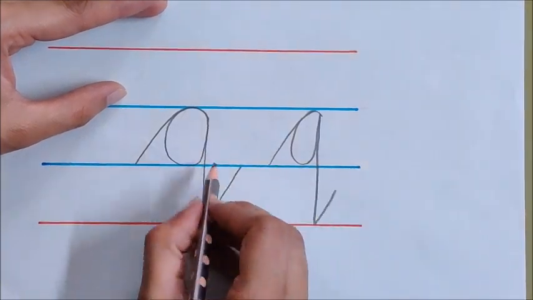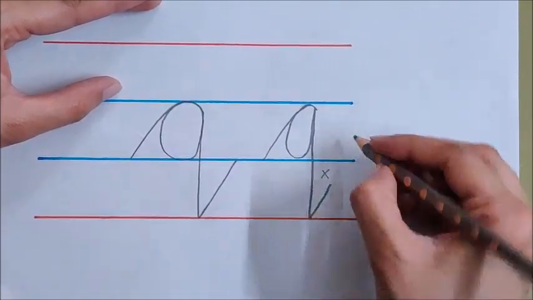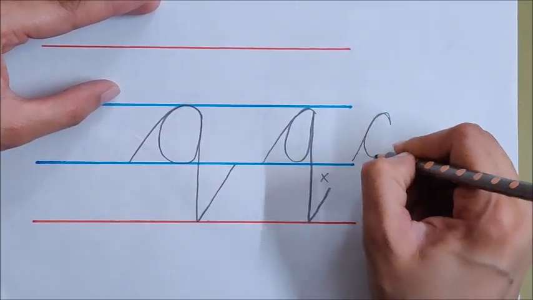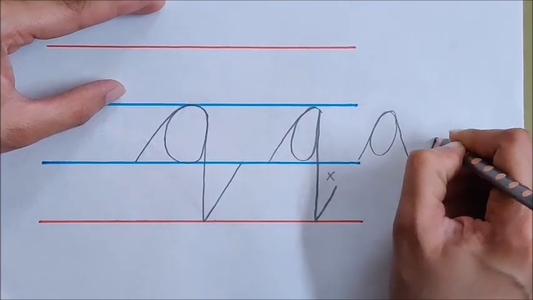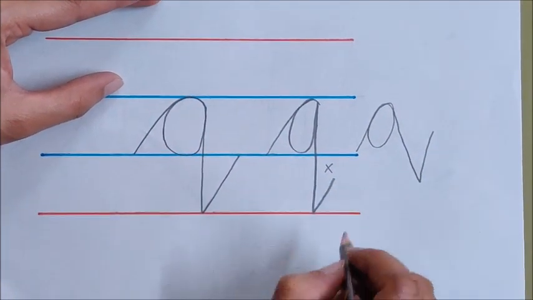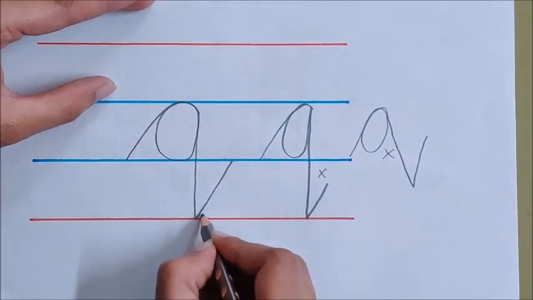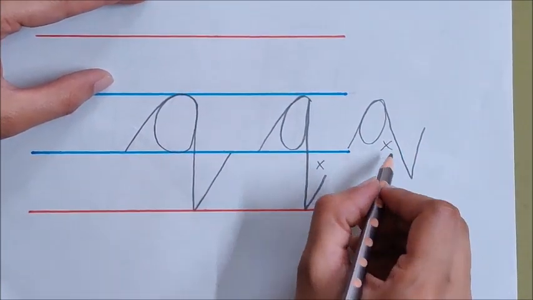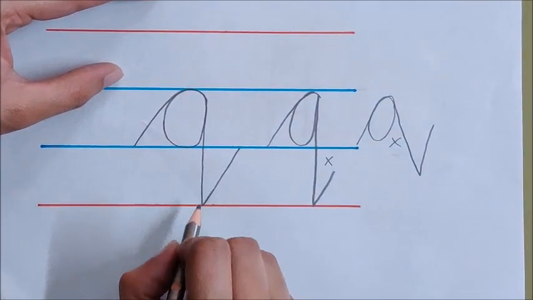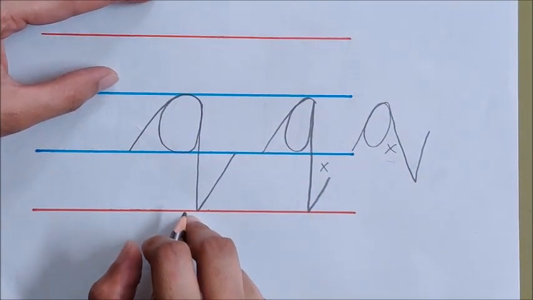No, this is wrong. It has to touch the blue line. This is wrong. And also don't write Qu like this. This is also wrong. You have to come back on the same line. There is a gap here. Don't write Qu like this. It should be written like this, as I've shown you in this video.